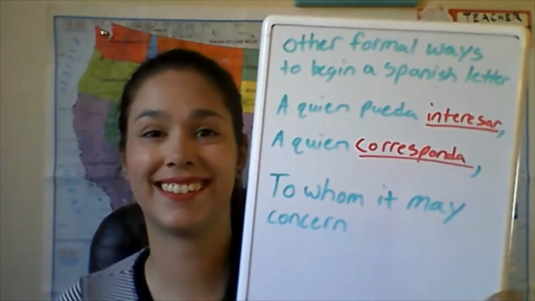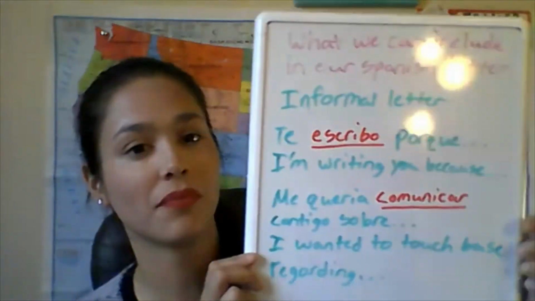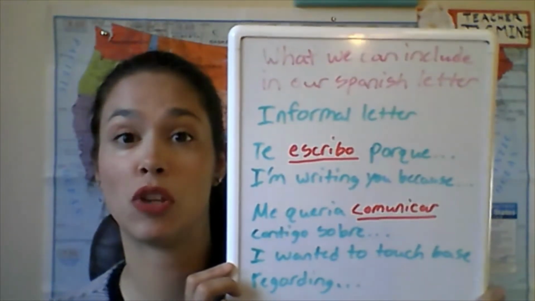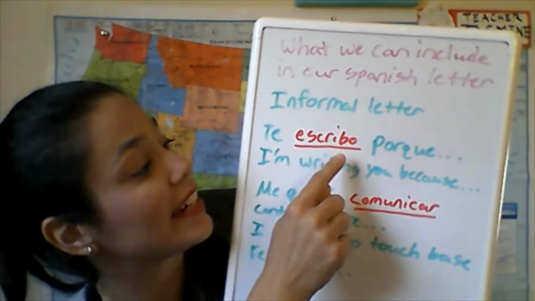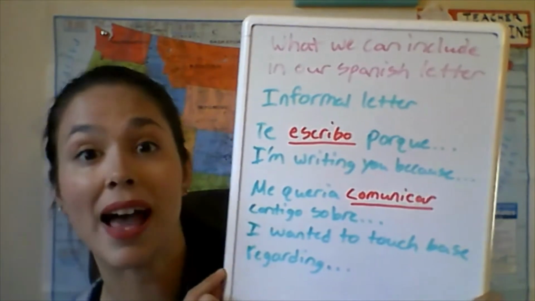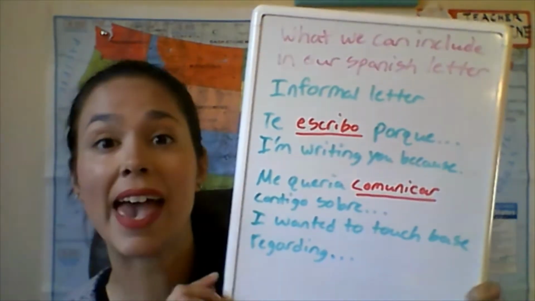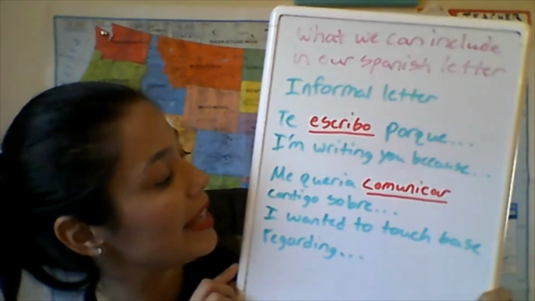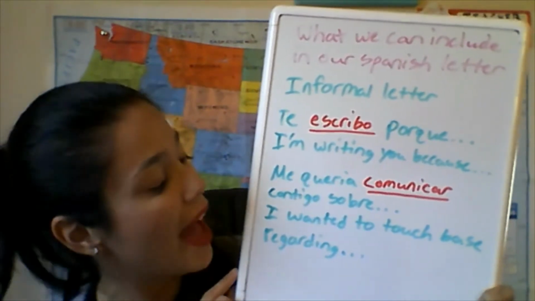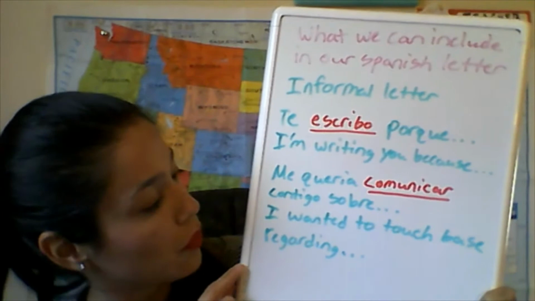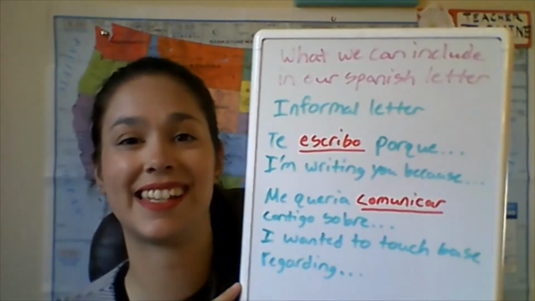Very good. Now we will review what we can include in our Spanish letter. Here are some phrases. First we're going to review our informal letter. We can use the phrase, te escribo porque, or I'm writing you because. And another phrase we can use is, me quería comunicar contigo sobre, I wanted to touch base with you regarding, and then you complete the sentence.